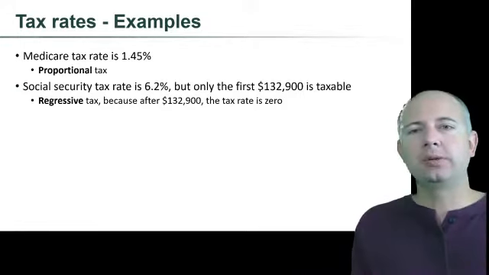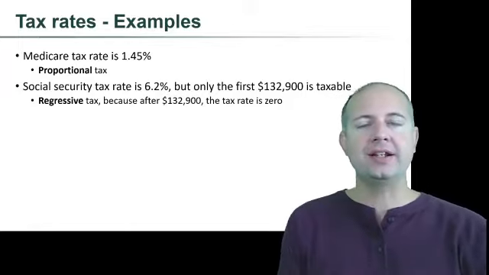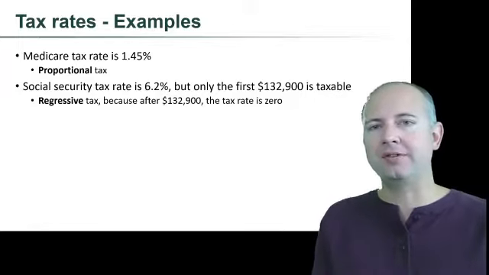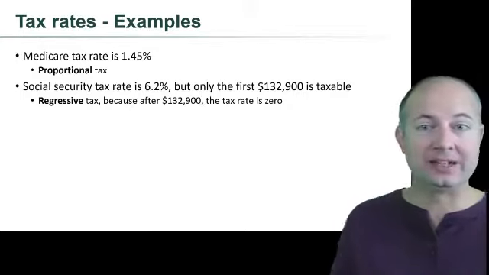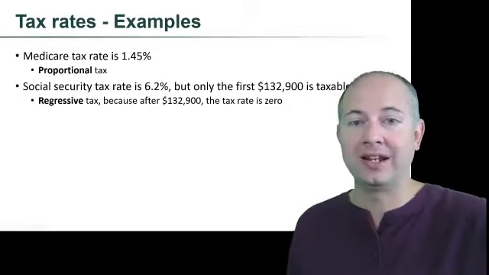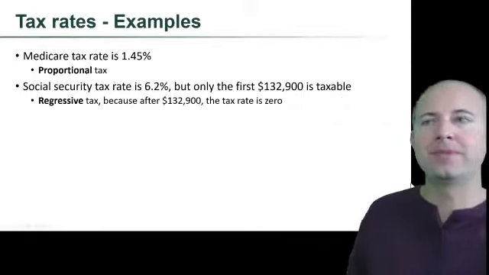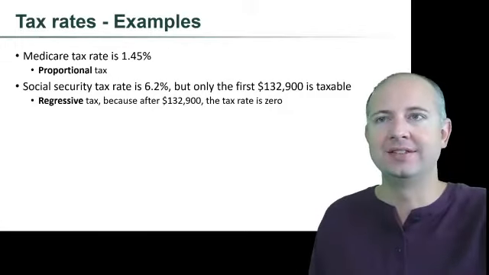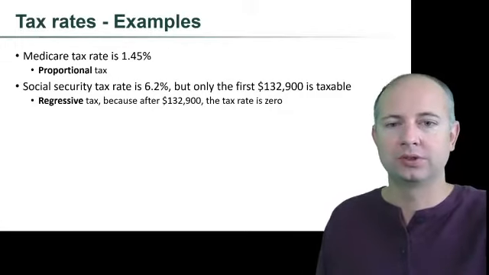This is actually a regressive tax because once your income goes beyond $132,900, the tax rate goes to 0. That's sort of the way it was written. One of the things that's been proposed, as you would imagine, is changing these rules.